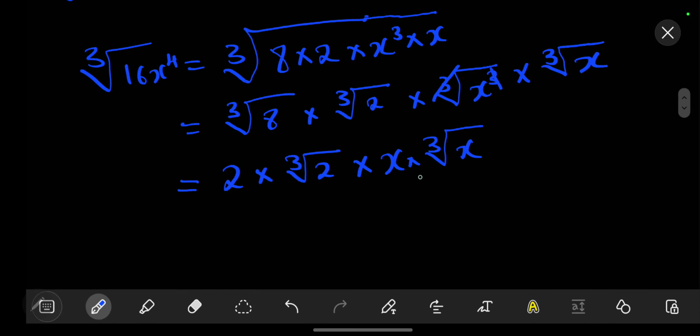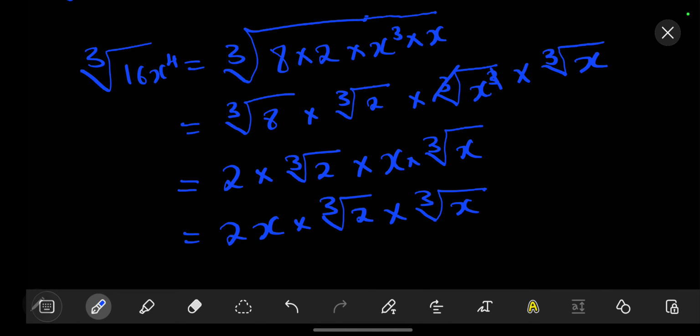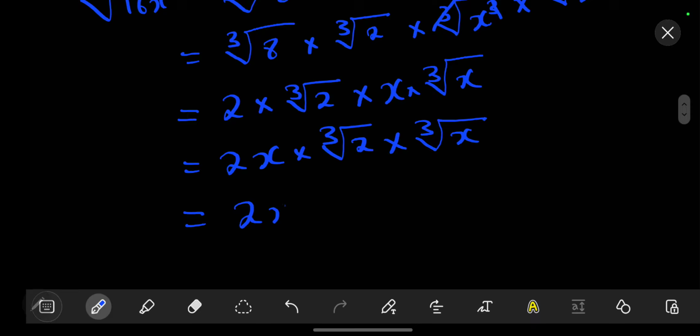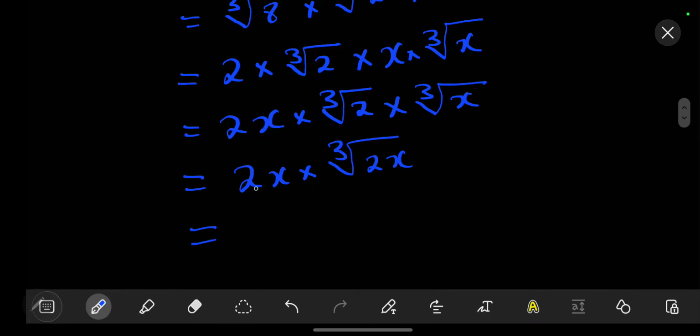So we are going to end up with this situation. We multiply 2 times x, which gives us 2x. Then we have times the cube root of 2 times the cube root of x. What is inside can multiply as long as you have the same cube root. So we say times the cube root of 2 times x, which will be equal to 2x times the cube root of 2x like that.